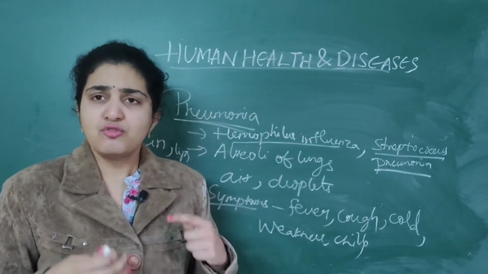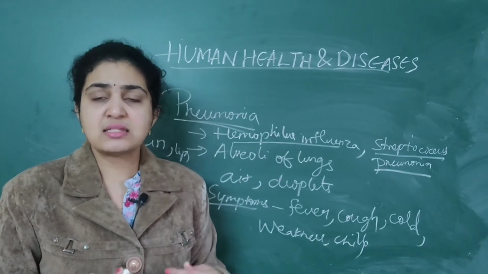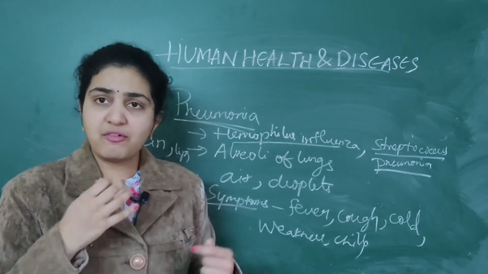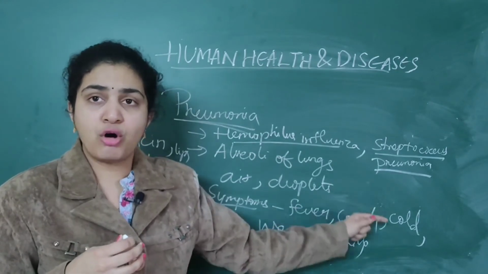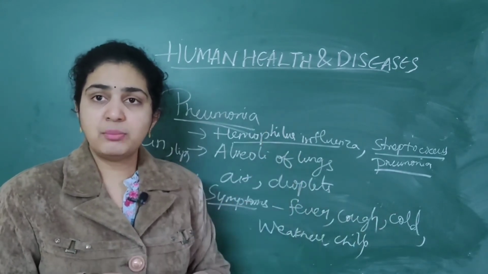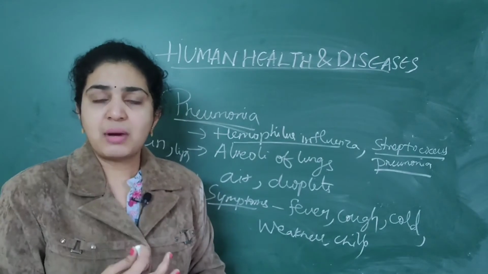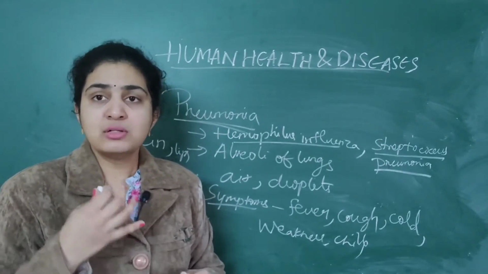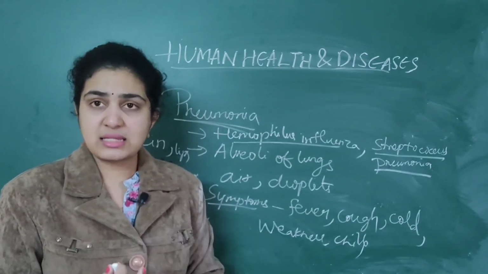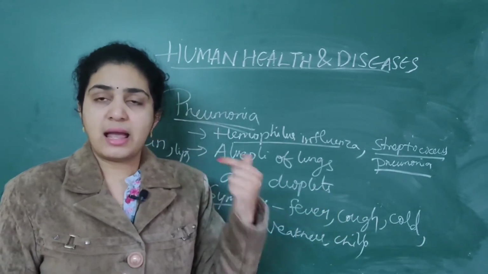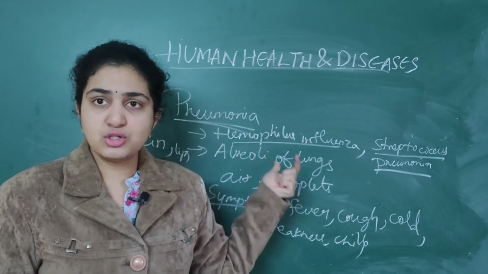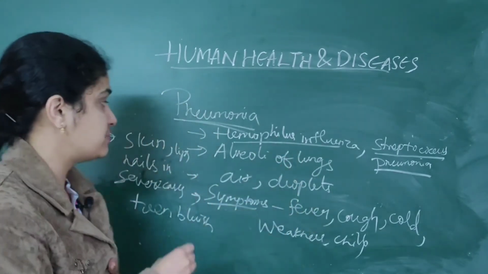For typhoid, the symptoms are stomach pain, weakness as well as fever. For everything fever is common, but the main symptoms here are cough and cold. For typhoid, the main symptoms are stomach pain, loss of appetite, as well as headache. So for each disease you should remember the numerous symptoms.